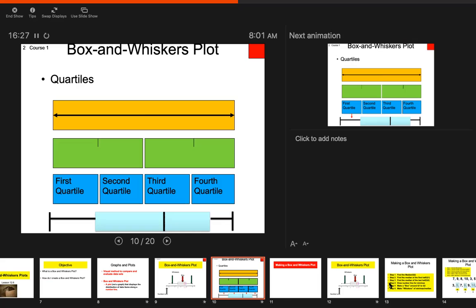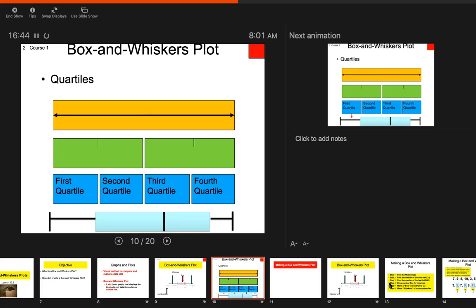So usually for 7th graders, that's the hardest concept to wrap your head around. The fact there's an equal number of numbers inside of each part, but the numbers can be wildly different from each other, and that's what stretches out those parts of the box and whisker plot. Okay, that's the whole concept.